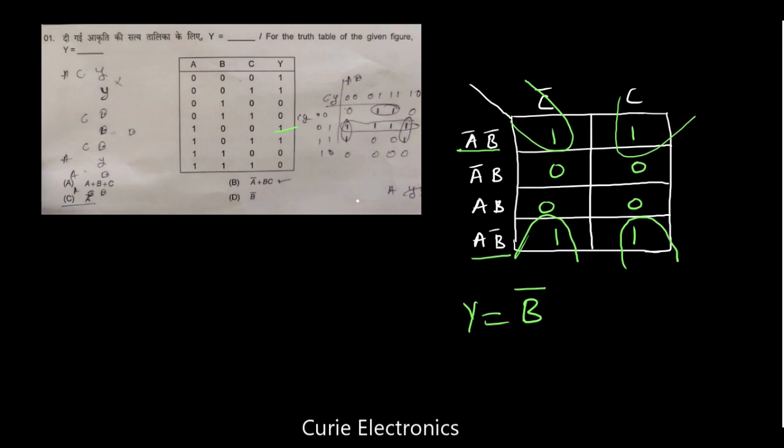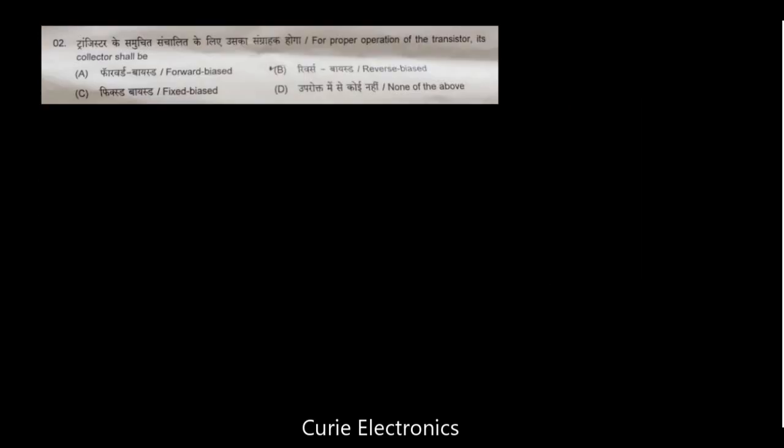So which is the option? B bar. Option D is the right answer. Let's go to the next question.